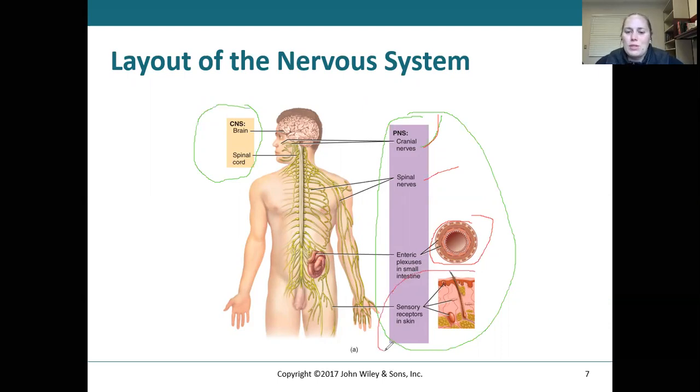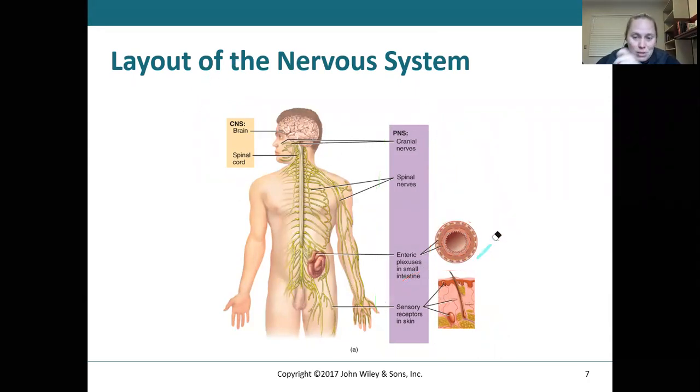And then here you have sensory receptors in your skin. So again, important is taking in information from the world around you. And so the sensory receptors on your skin, all different types of thermoreceptors and mechanoreceptors that allow you to feel touch and temperature, are all different types of sensory receptors in your skin.